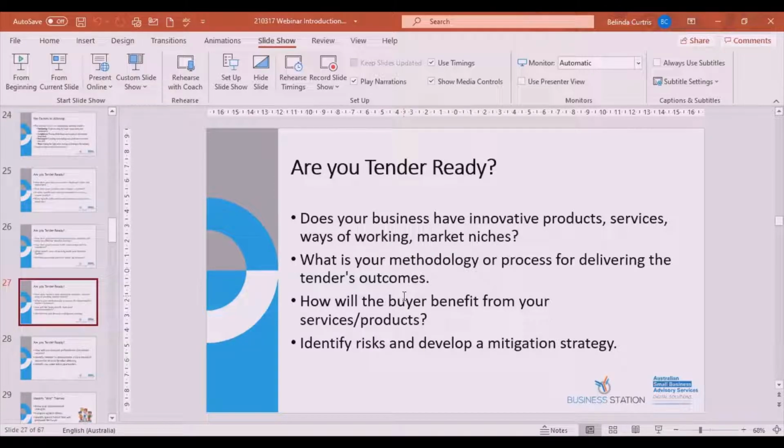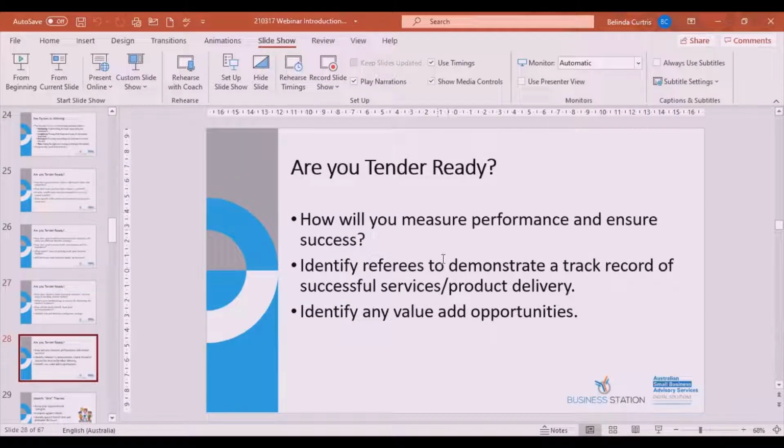Do you have any innovative products or services that could be of value to the buyer? Your methodology for delivering the tender outcomes. Outline how the buyer will benefit from your service or products, and identify any risks in the supply and develop a mitigation strategy. So you can see, if you can just go through and answer a few dot points on how you would go about answering this, or what current systems, procedures, and the like that you have in place, it'll help you plan for your first tender.